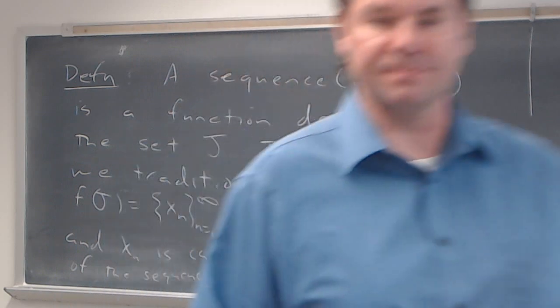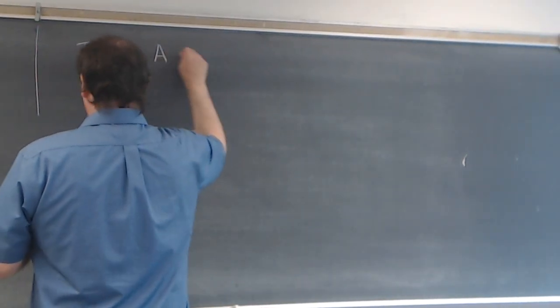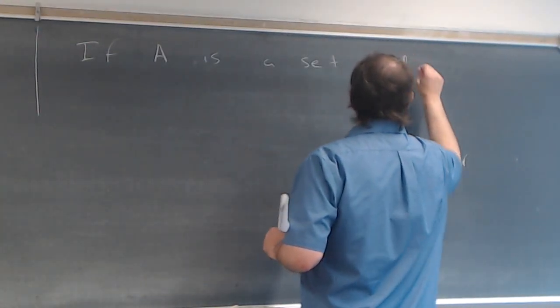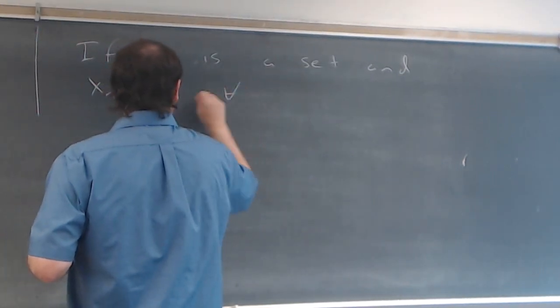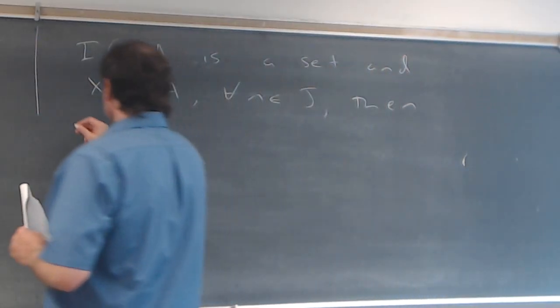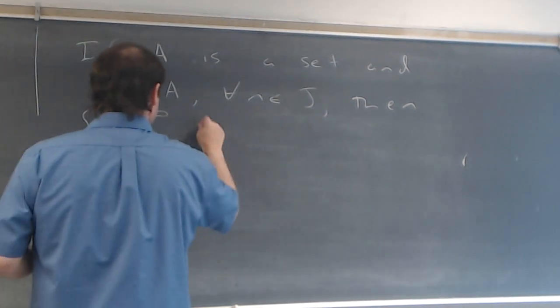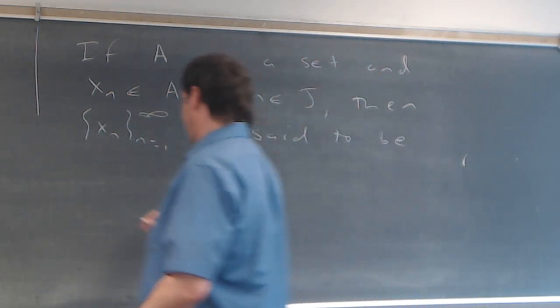A little bit more information associated with this definition is: if A is a set and x of n is an element of A for all n an element of J, then x of n is said to be a sequence in A.